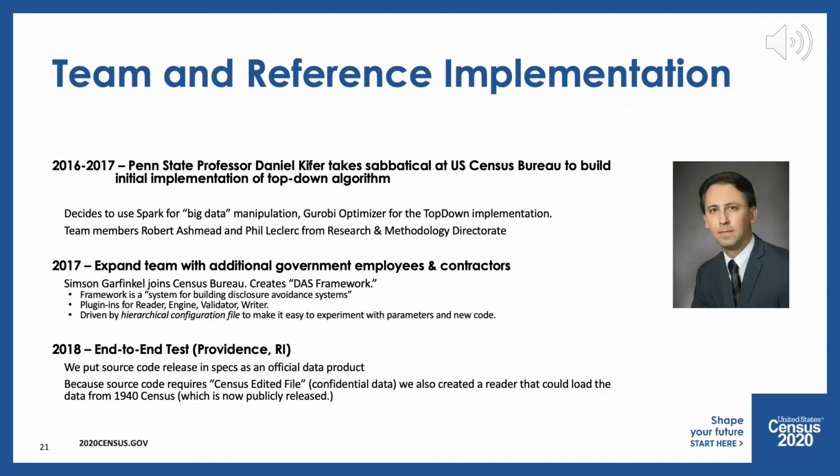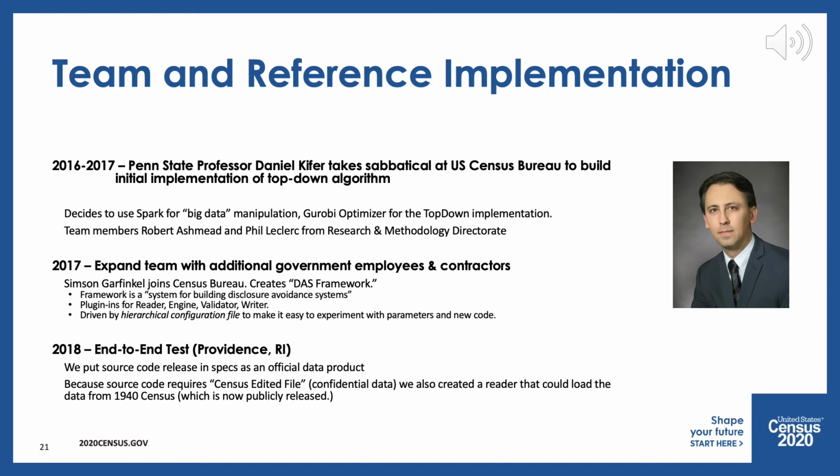The initial implementation was done by Penn State professor Daniel Kifer, who took a sabbatical at the US Census Bureau and built the first implementation of our top-down algorithm. In 2017, I joined the Census Bureau, and I engineered a framework from Dan's original ideas. And that framework is actually a system for building disclosure avoidance systems. It's a system for performing science experiments with plugins for the reader and the engine and the validator. And it's driven by a configuration file that allows us to easily experiment with parameters and plug in and plug out new code.